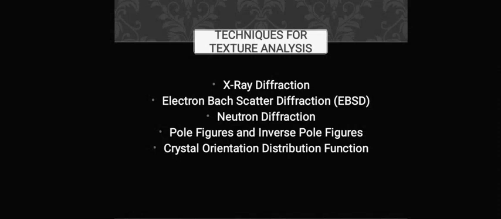In electron backscatter diffraction, instead of X-rays, electrons are used to probe the material. In neutron diffraction, neutrons are used instead of X-rays. Pole figures and inverse pole figures are the graphical representation of the texture data showing the distribution of crystal orientation. Crystal orientation distribution function is a mathematical representation of the texture data, allowing for a more quantitative analysis.